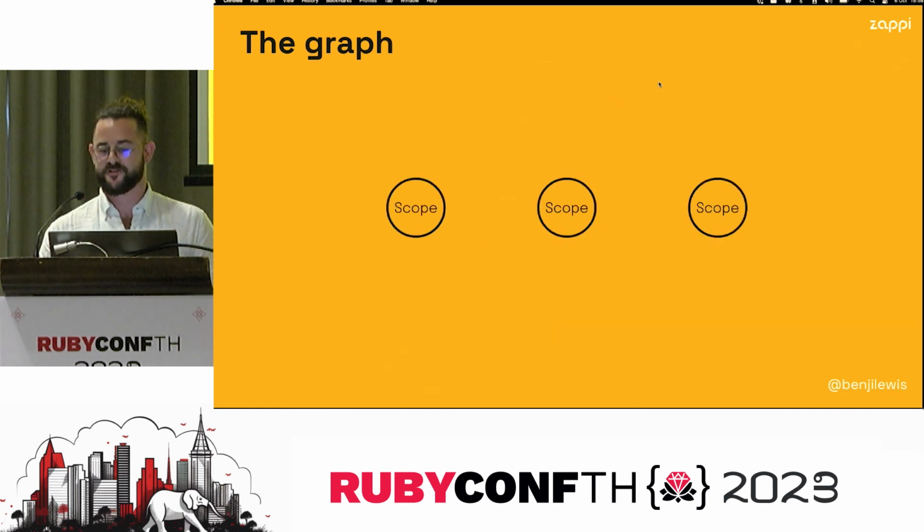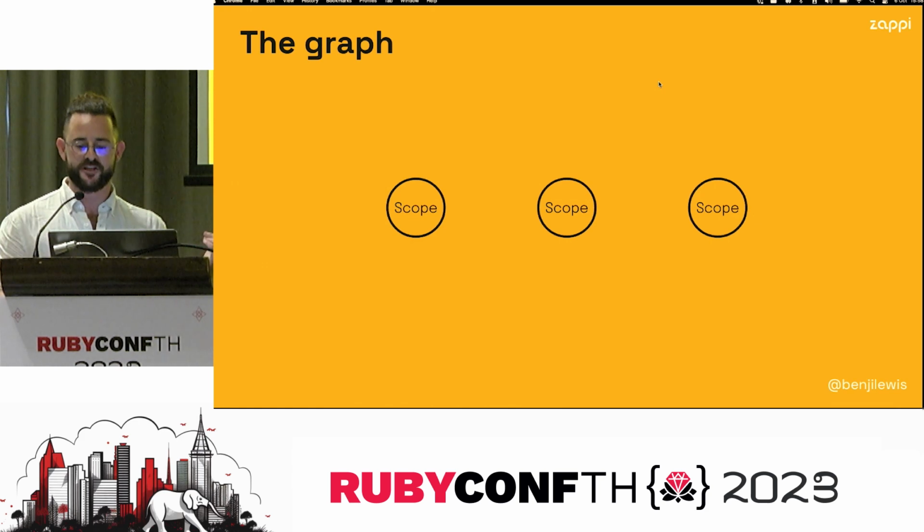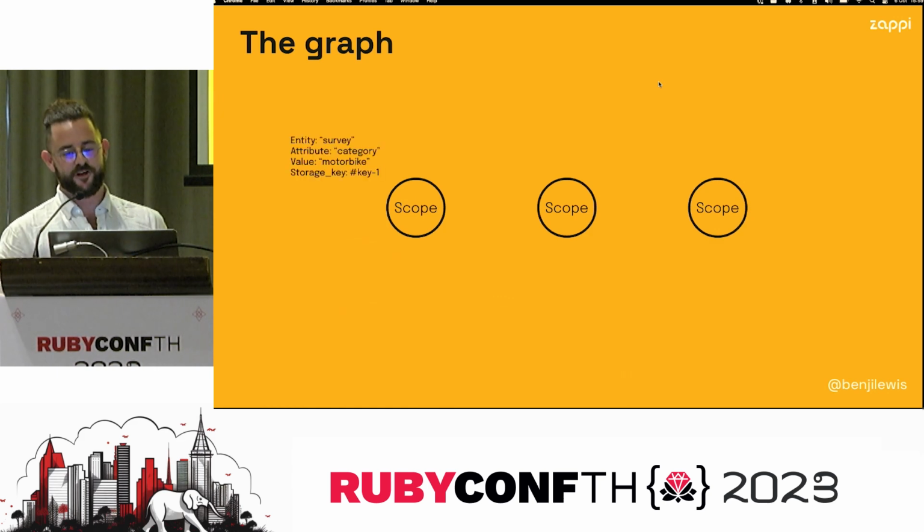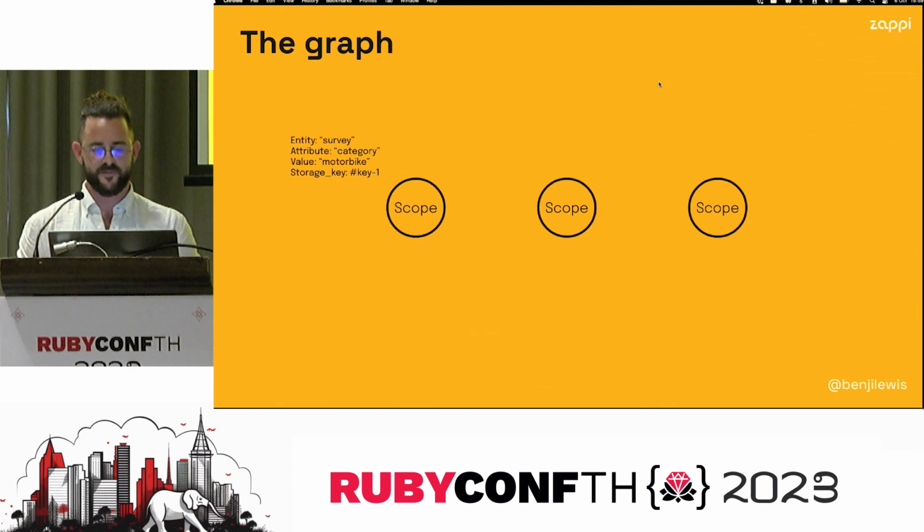So the first node that I'll introduce is the special scope node. And we have a property graph, so you can store your nodes, your edges, and each of those can have properties associated to it. So each scope node has its properties for entity, attribute, value, and its storage key. In this case, the entity is survey, and this is a survey property. The attribute is category, and the value is motorbike. And we can see that storage key over there too, which is going to point to the location in the bitmap store where that data is stored.